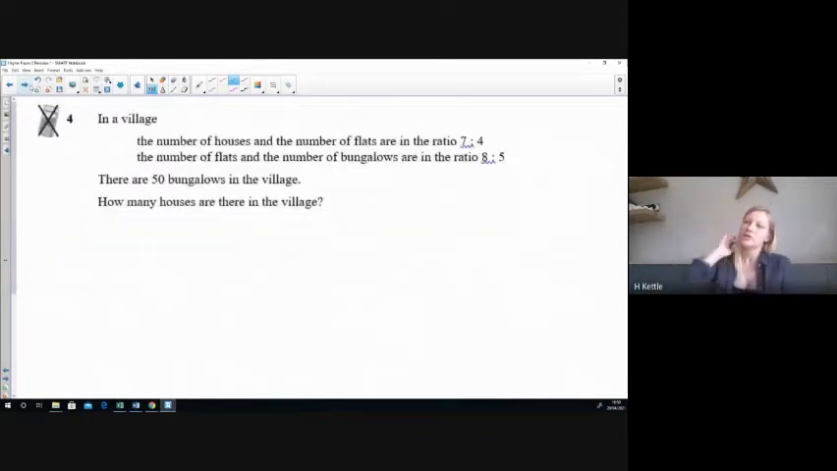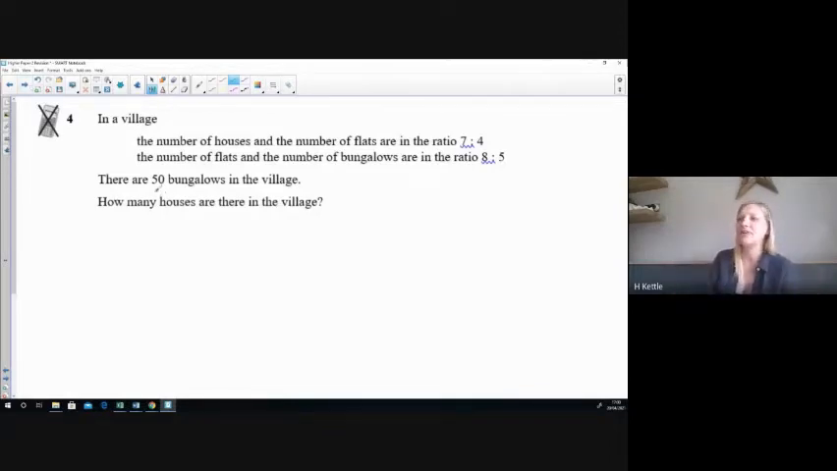Okay, in a village, the number of houses and the number of flats are in the ratio 7:4. The number of flats to the number of bungalows are in the ratio 8:5. Now, this says that for every 7 houses, there's 4 flats, but for every 8 flats, there's 5 bungalows. So a ratio is never necessarily the actual number of flats, bungalows or houses, but is likely to have been simplified from a bigger ratio.